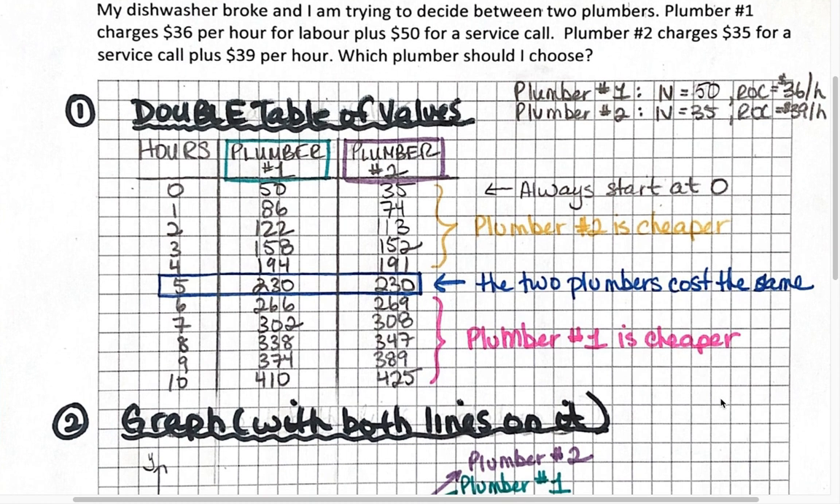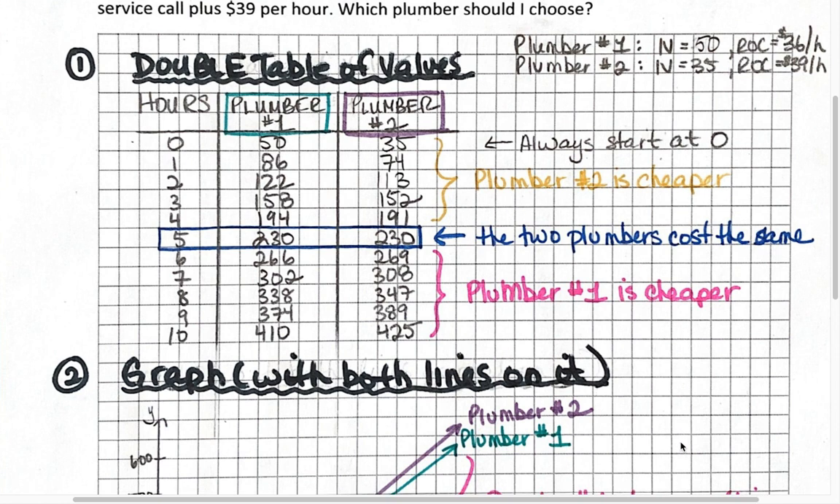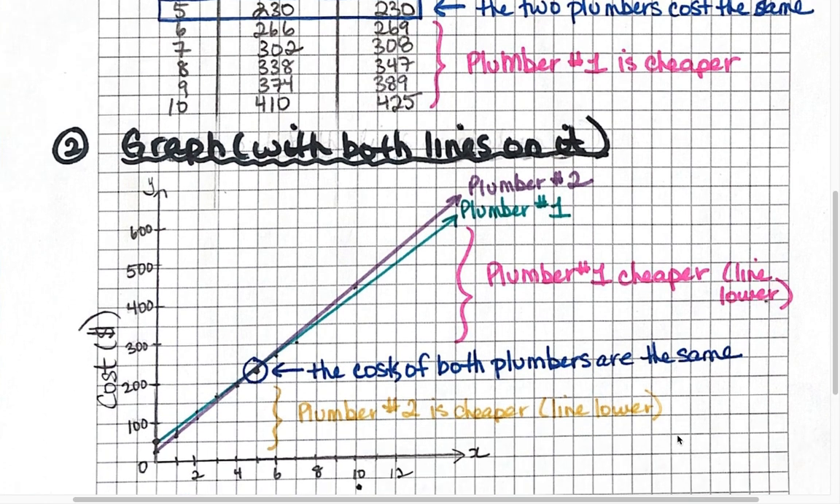I always like to visualize it on a graph as well. So what we want to do is take this double table of values, in the same way that we put them into the same table of values, and plot both of those lines on the same graph. So I created a graph.